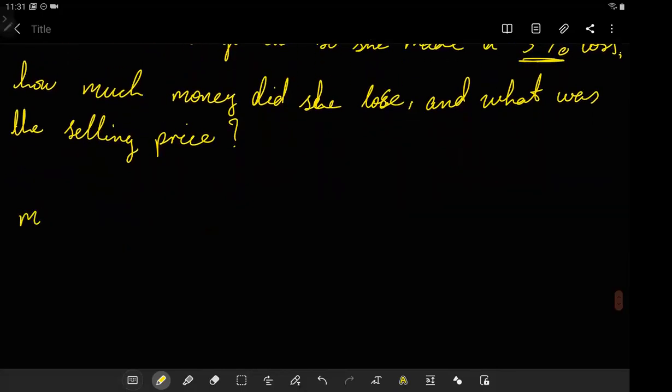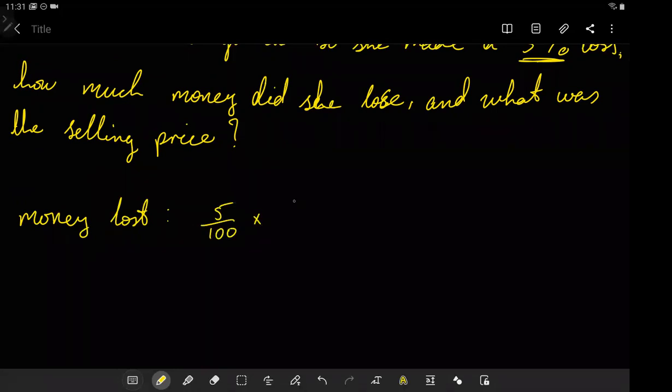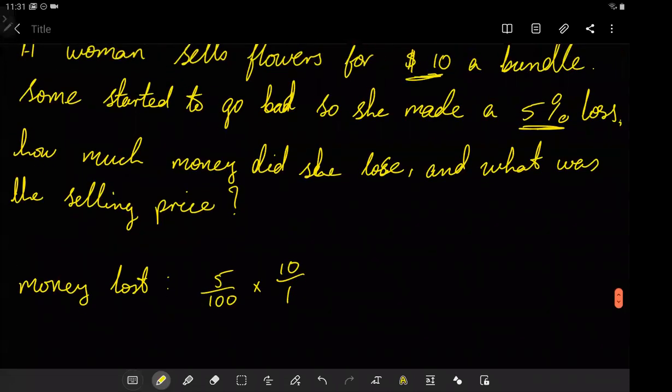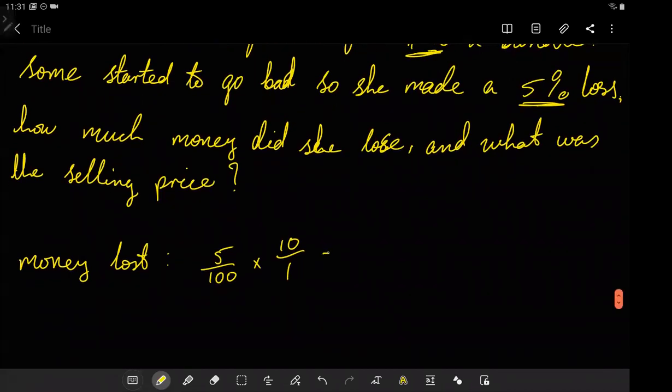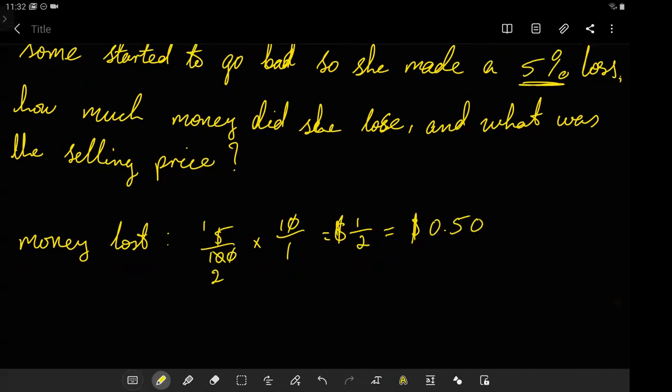So money lost was 5%, which is 5 over 100, multiplied by the 10 over 1, which was my cost price, or my selling price, I guess. This one would work out to be a half, but since we are dealing with money, that is $0.50, 50 cents. So we lost 50 cents. What was the selling price?